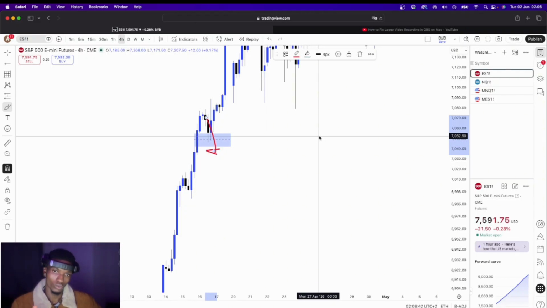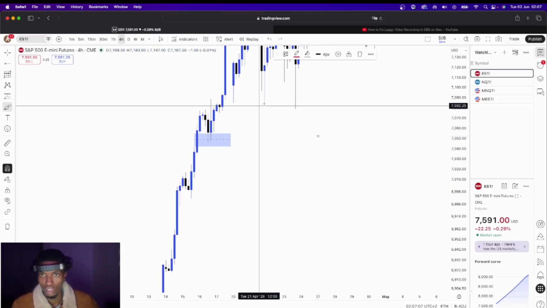So yes, when the market closes below or above a fair value gap with a full body, with a full candle closure, then you can say the fair value gap was invalidated. However, if we only have a wick, a proper retracement, we can say the fair value gap was filled and respected.